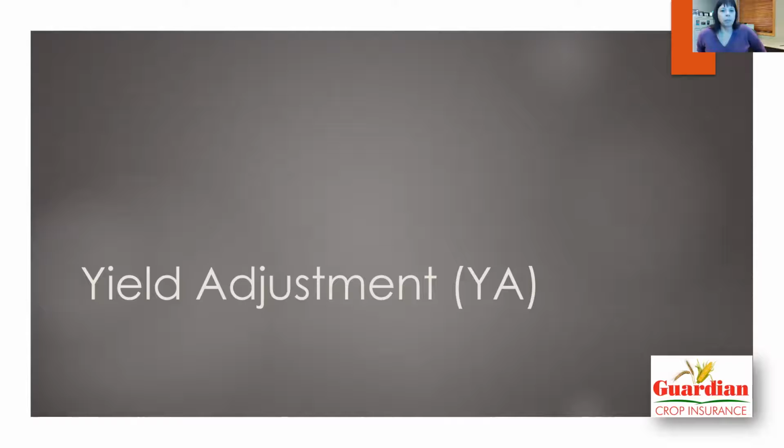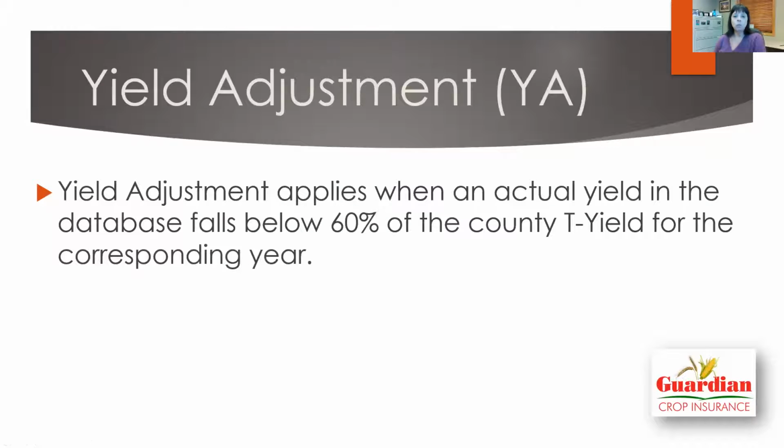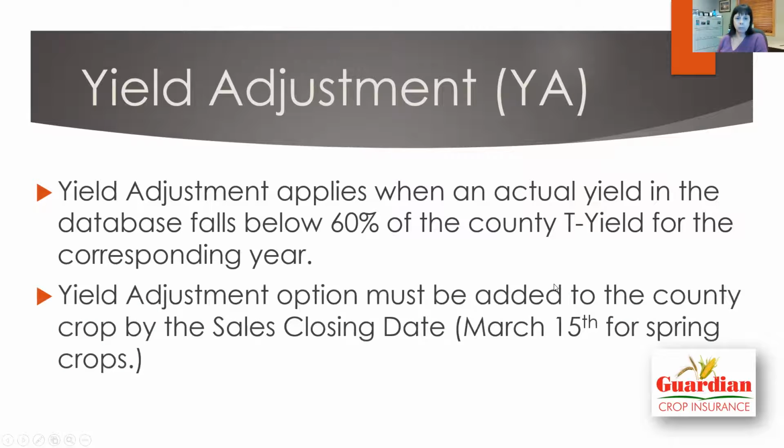Next, we're going to get into some yield limitations that you have to actually add to your policy. These are options that need to be added to your policy, and for the most part, they need to be added by the sales closing date, which for our spring crops around here is March 15th. First one we're going to go over is the yield adjustment. Most of you already have the yield adjustment on your policy. We made sure that just about everybody had it when it first came out many years ago. And what the yield adjustment does is it applies when an actual yield in your database falls below 60% of the county yield for that corresponding year. The yield adjustment option must be added to your county crop by the sales closing date, which we talked about, and that's March 15th for spring crops.